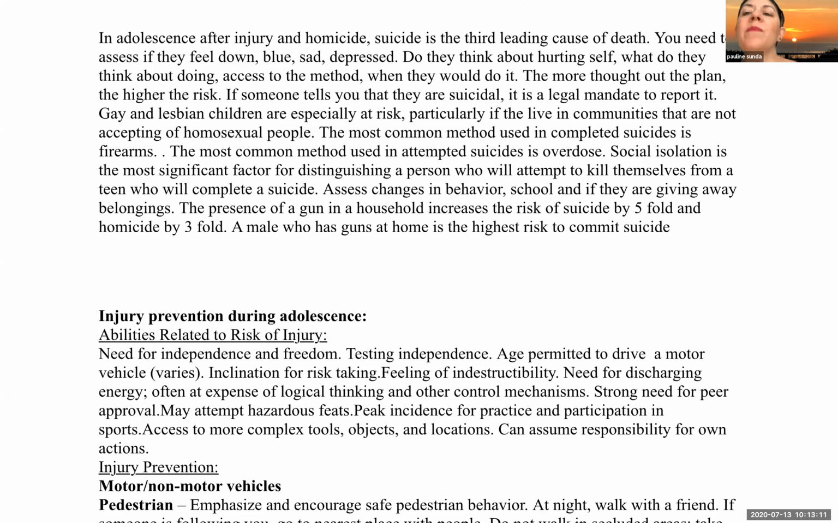Social isolation is the most significant factor for distinguishing a person who will attempt to kill themselves from a teen who will complete a suicide. So as a nurse, definitely please assess for changes in behavior and teach parents to assess for changes in their child's behavior as well. Are there any changes at school? Are they giving away their belongings? Remember, the presence of a gun in a household increases the risk of suicide by 5-fold and homicide by 3-fold. A male who has guns at home is at the highest risk to commit suicide.